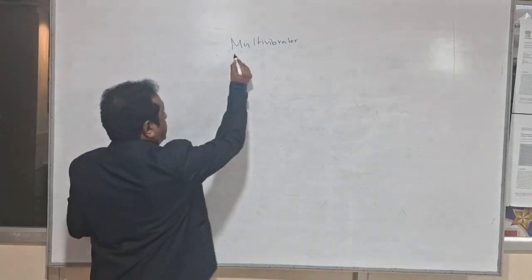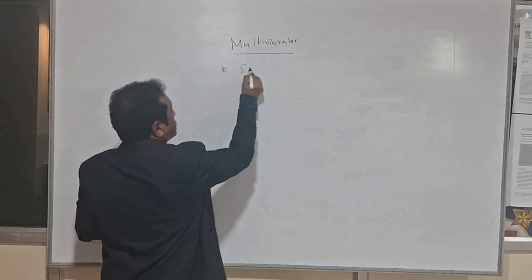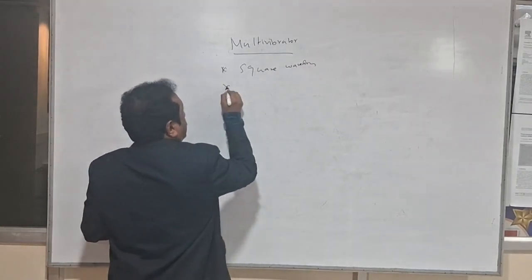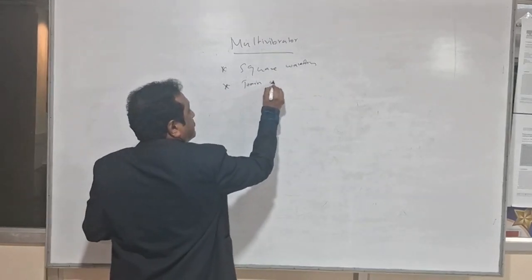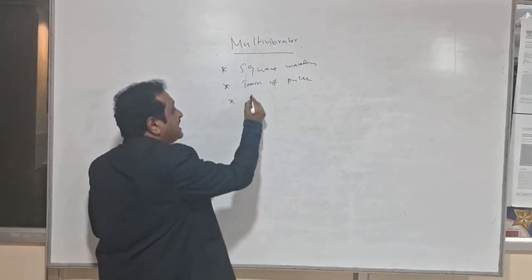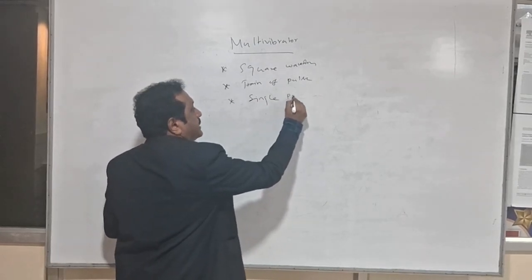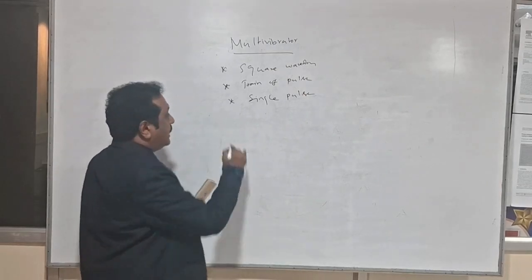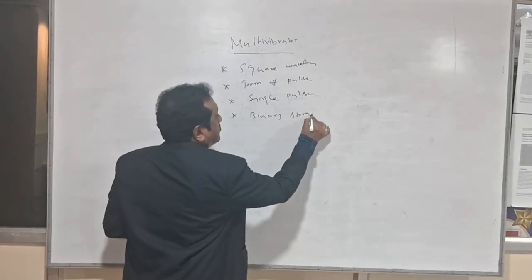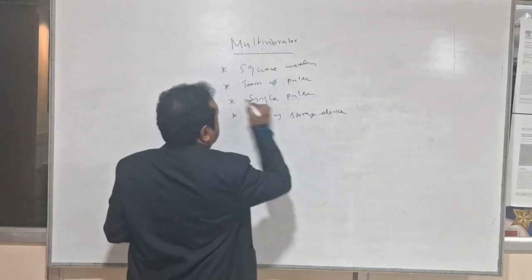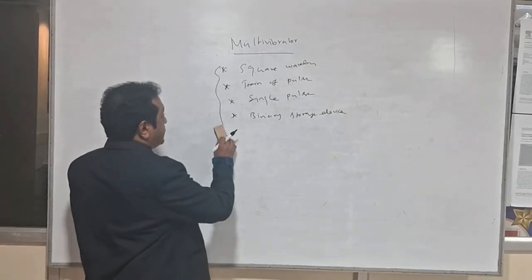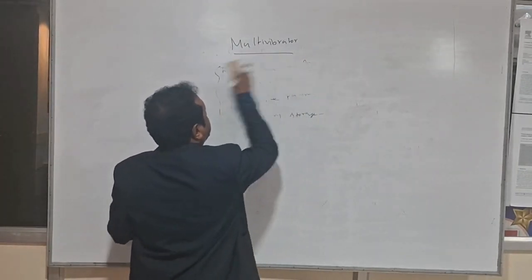Using this multivibrator, we can generate a continuous square waveform, a continuous train of pulses. We can generate a single pulse with a defined width, and it also acts as a binary storage device. These are the major applications of multivibrators. So let's see what the types of multivibrators are.